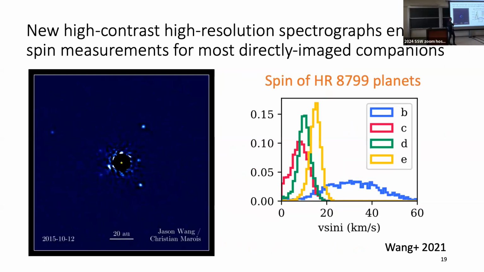And again, the result from Ignas Snellen in 2014 for beta Pictoris b, I mean, we didn't get a lot of high contrast companions in the meantime, but now with a new generation of high contrast, high resolution spectrographs, that becomes pretty much routine. And so, for example, there was a paper by Jason Wang, measuring the spins of all the HR 8799 planets. I'm struggling with the pointer. Yeah, so the HR 8799 planets here and their spin here in kilometers per second.